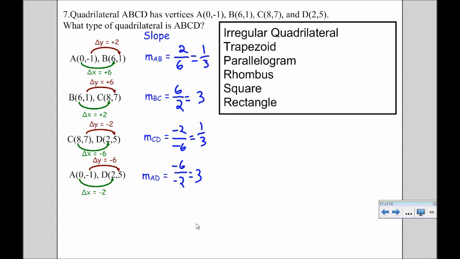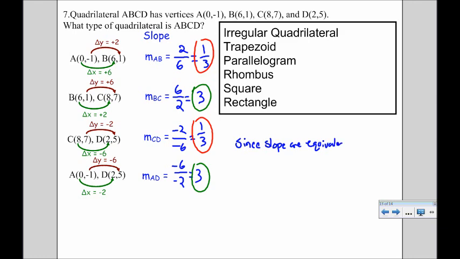Looking at these slopes, I can see that AB is parallel to CD, since they have the same slope, and I can see that line BC is parallel to line AD. So that is the conclusion I'm going to write. Since slopes are equivalent, AB must be parallel to CD, and BC must be parallel to AD.